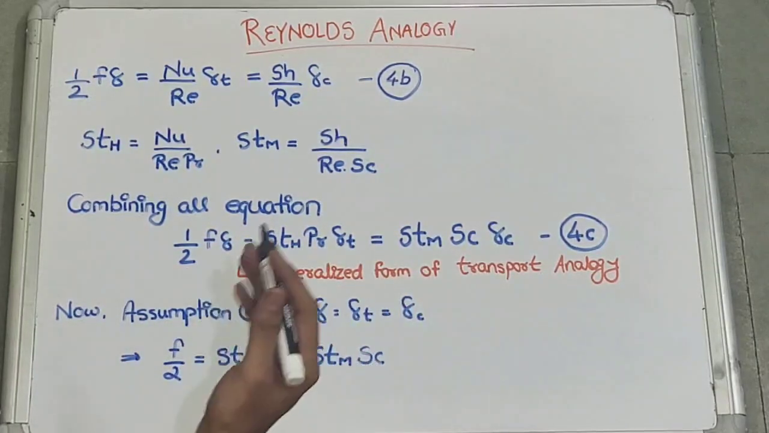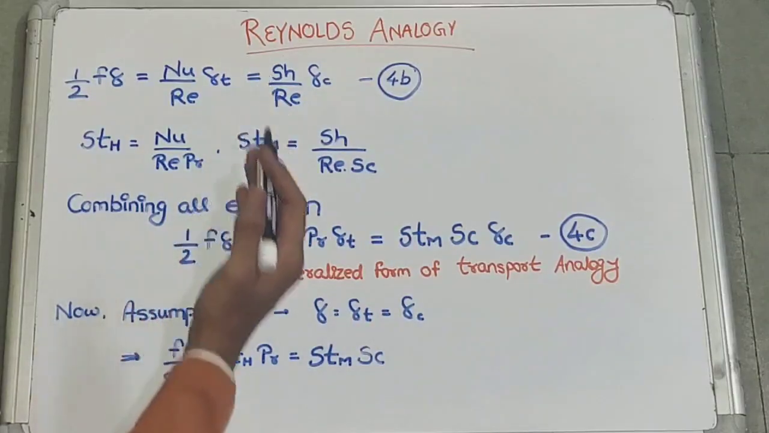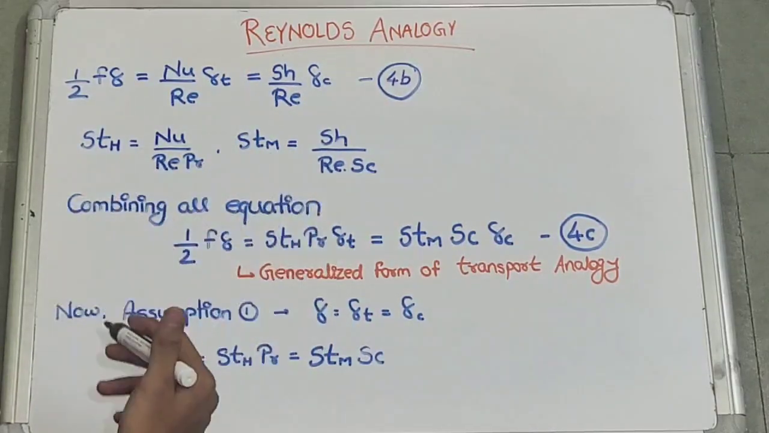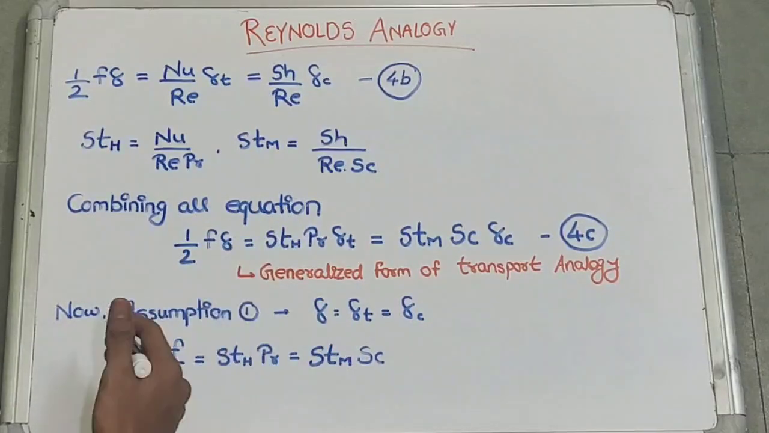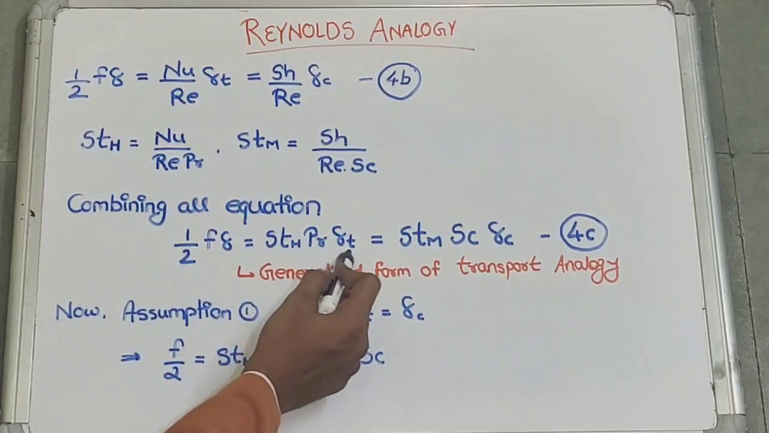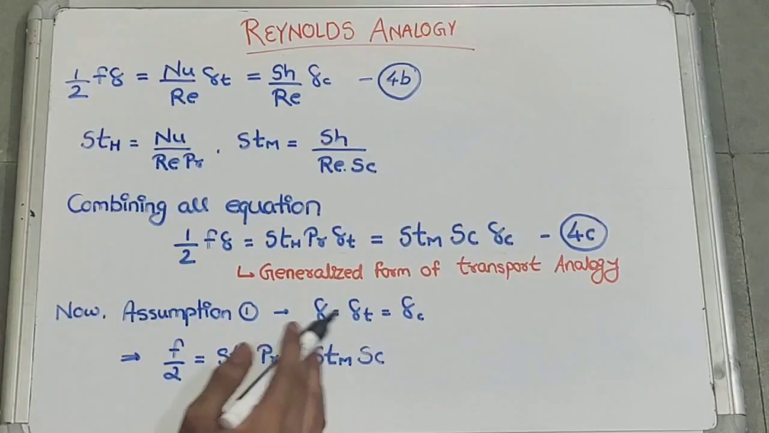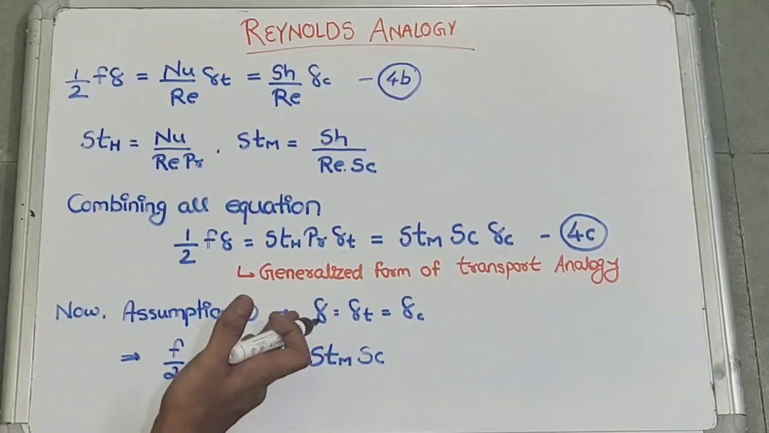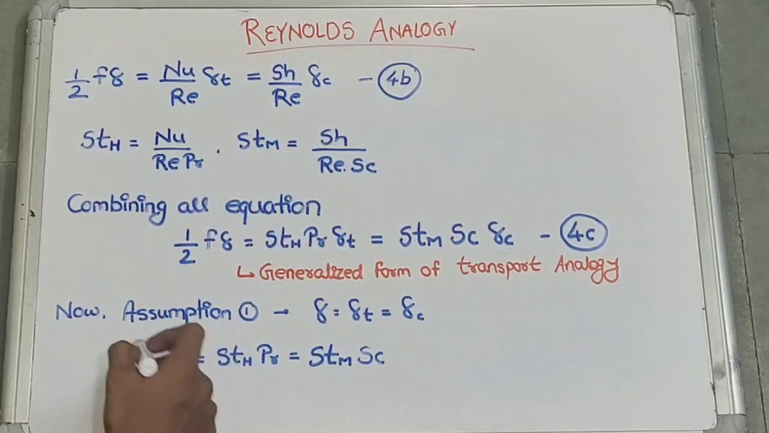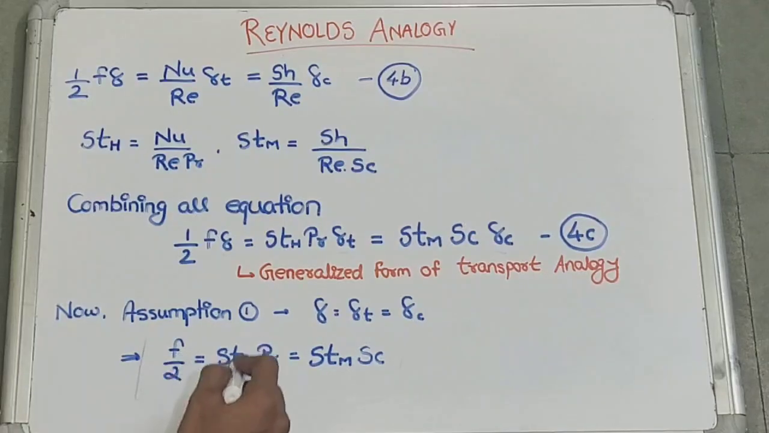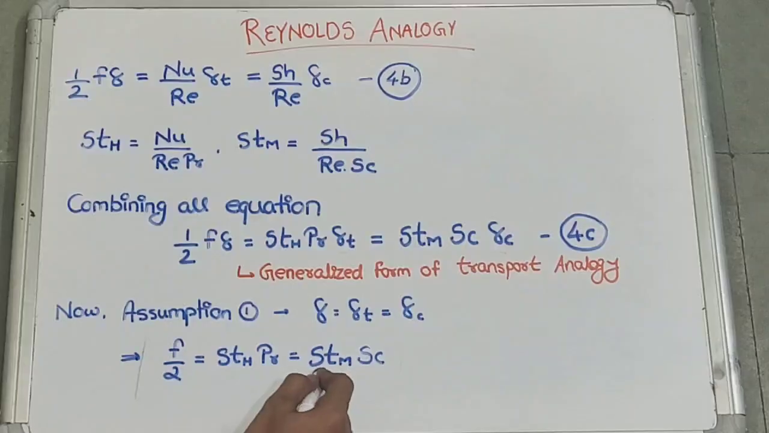Now, for the further derivation of Reynolds analogy, we need to assume two conditions. The first assumption is that all the thicknesses should be considered to be equal, that is delta T and delta C. All these should be considered to be equal. So if we substitute this assumption in equation 4c, all those terms get cancelled and finally we get this equation, that is F by 2 is equal to Stanton number for heat transfer into Prandtl number, which is equal to Stanton number for mass transfer into Schmidt number.